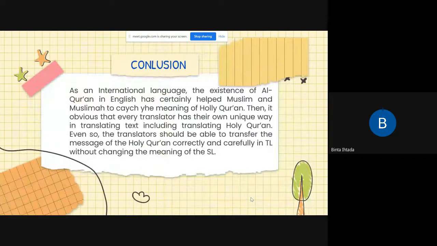And the conclusion is, as an international language, the existence of Al-Quran in English has certainly helped Muslims to catch the meaning of the Holy Quran. Then it is obvious that every translator has their own unique way of translating text, including translating the Holy Quran. Even so, the translator should be able to transfer the message of the Holy Quran correctly and carefully in the target language without changing the meaning of the source language.